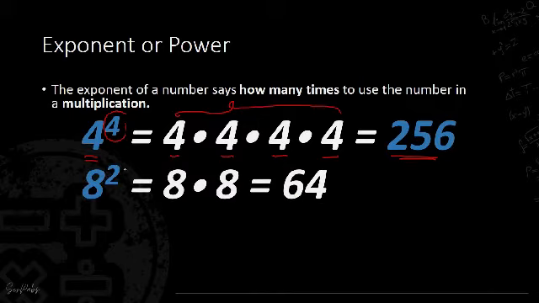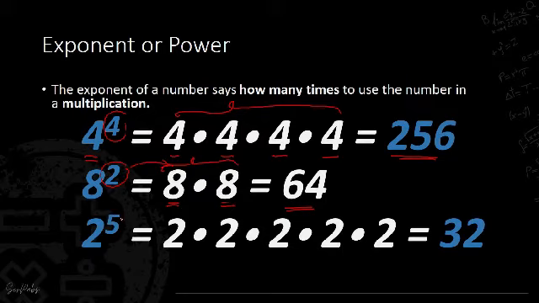Second example, we have 8 to the 2nd power. So our exponent is 2. So 8 will be multiplied to itself twice, or 2 times, because the exponent indicates the number of times that the base, or a certain number, will be multiplied to itself. So we have 8 times 8, and that is 64. Then third example, we have 2 to the 5th power. So the exponent of 5 indicates that 2 will be multiplied to itself 5 times. So that is 2 times 2 times 2 times 2 times 2, and that will be equal to 32.